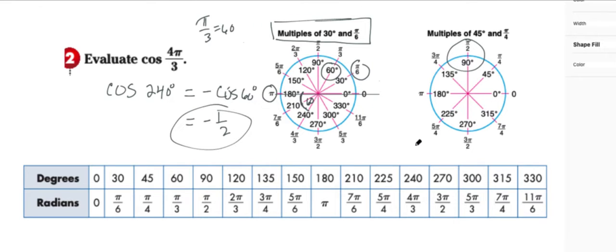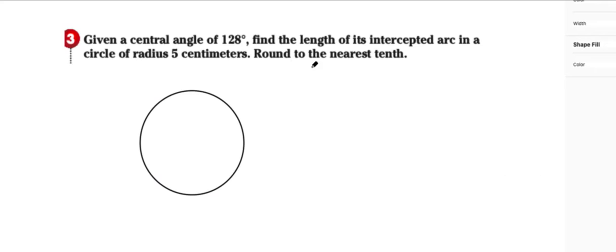I know this is a lot to think about and a lot to hold on to, but try to just play around with it in your mind. Try to test yourself and see if you can come up with this on your own. I guarantee you it will pay dividends. Okay, let's look at number 3.